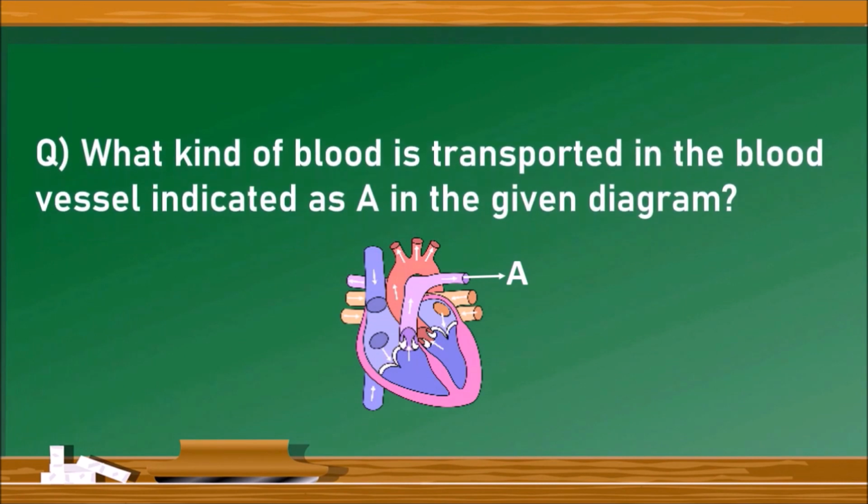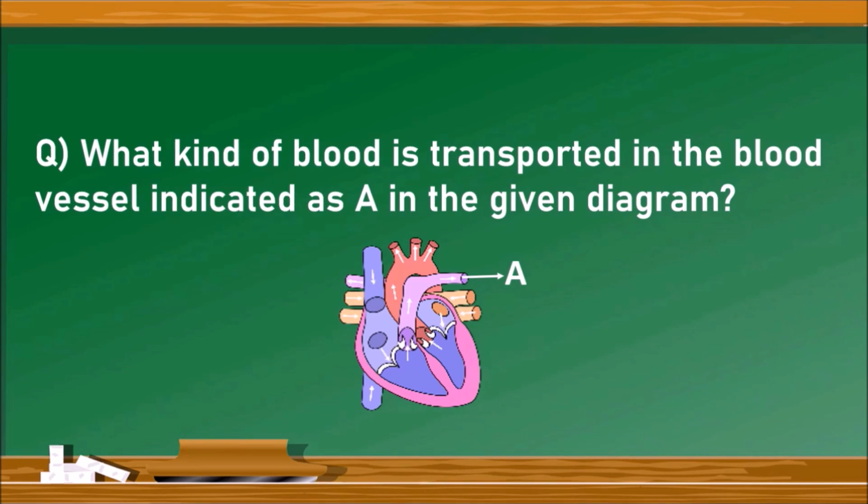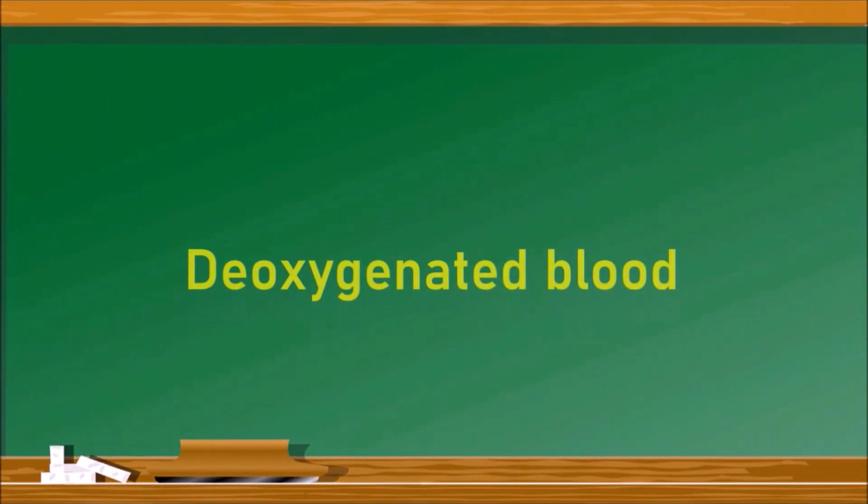The next question: what kind of blood is transported in the blood vessel indicated as A in the given diagram? In the given diagram, the blood vessel which is indicated A is the pulmonary artery, the artery which carries the blood from right ventricle to the lungs. So this blood vessel carries deoxygenated blood.